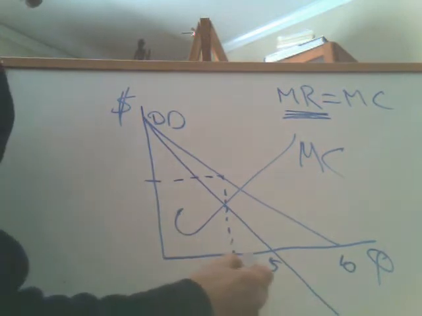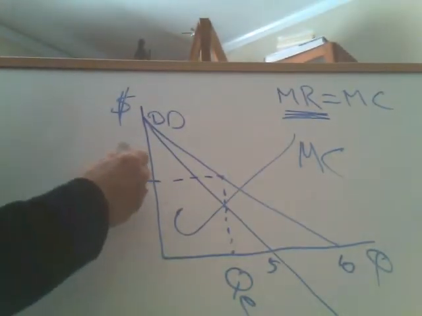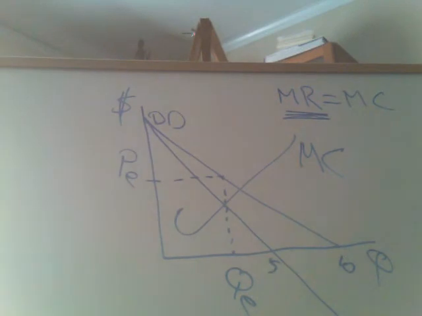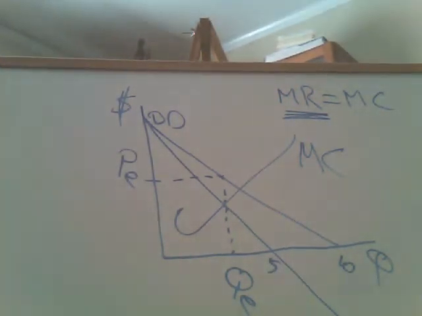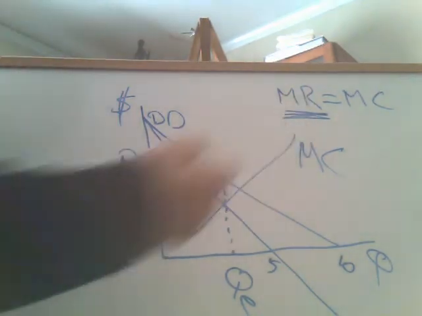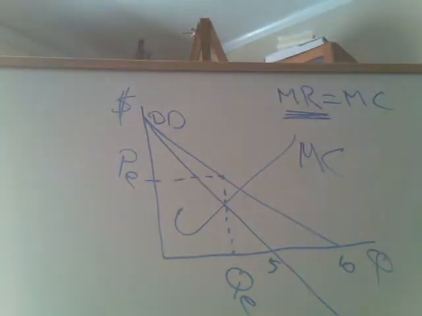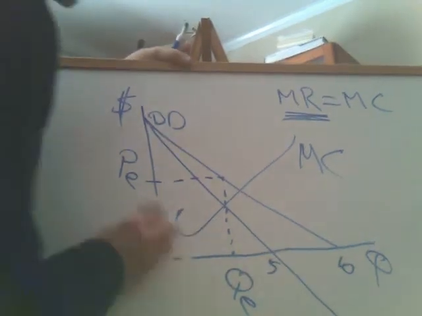So this will be Q sub E. This will be the equilibrium output. And the price will be up here, P sub E. Always and forever. Whenever you're not faced with a perfectly competitive firm, this is it. So you have the demand curve, you have marginal revenue, you have marginal cost. And in this case, we're going to assume that the marginal cost is constant and linear in order to make it easier. So what is it that we're going to be talking about right now?